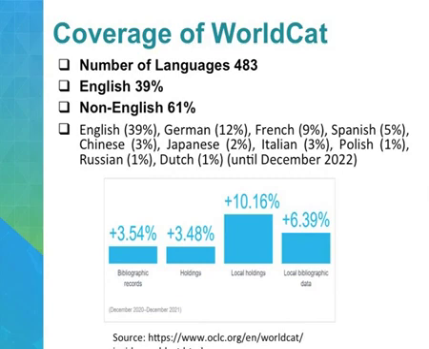Apart from that, if we categorize the holding data, local holding and local bibliographic data, the bibliographic record share is 3.54% and the holding is 3.48%. Local holdings in WorldCat is 10.16% and the local bibliographic data is 6.39%. So, this is the coverage of WorldCat.